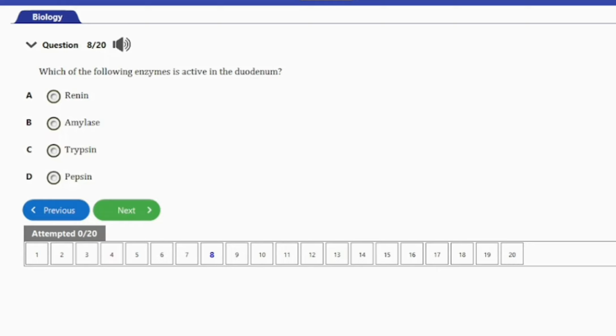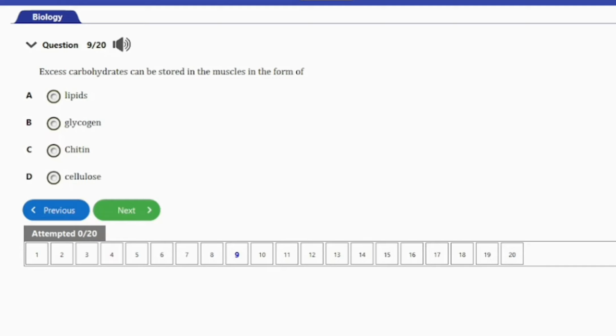It says, which of the following enzymes is active in the duodenum? We have A, renin, B, amylase, C, trypsin, and D, pepsin. So guys, the answer to this question here is option C, and that's trypsin. The enzyme that is active in the duodenum is trypsin. And that's it for this question. Let's go ahead and consider the next question.